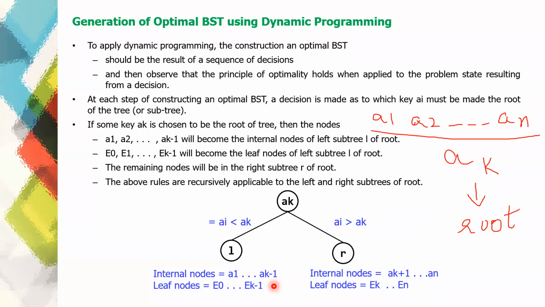A1 to AK minus 1. These are all the values that will be less than AK. What are all the values greater than AK? AK plus 1 to AN.